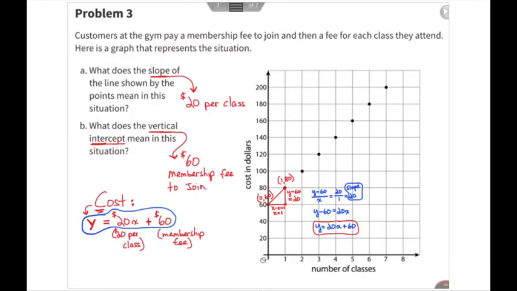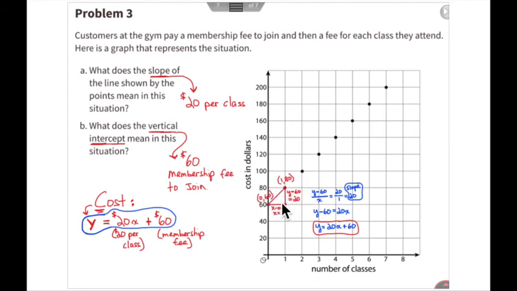Okay, this is the last problem, problem number 3. And this is about a gym membership. So a customer pays a membership fee and then pays a certain amount of money for each class, so a fee for each class that they attend. And so this graph shows that relationship right here. And so what you're supposed to do is explain what the meaning of the slope is of this line that's made up of these points, and then what's the meaning of where this vertical intercept is.